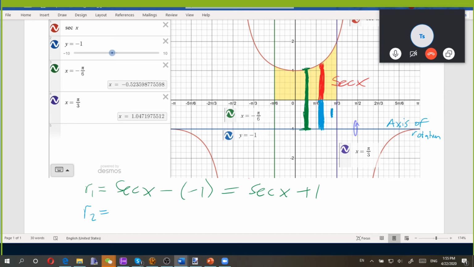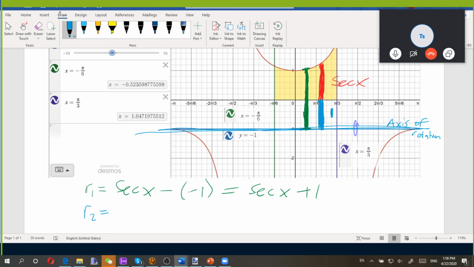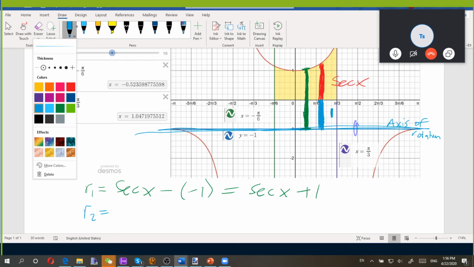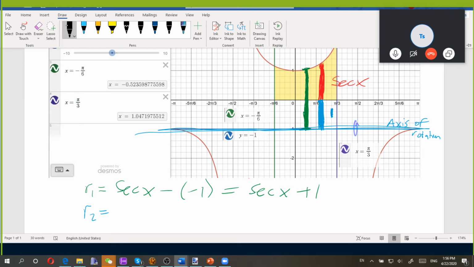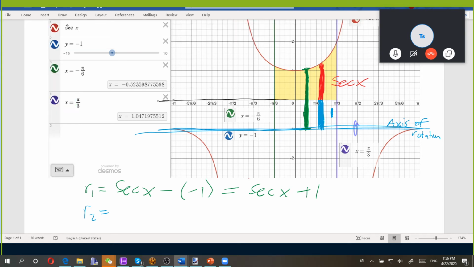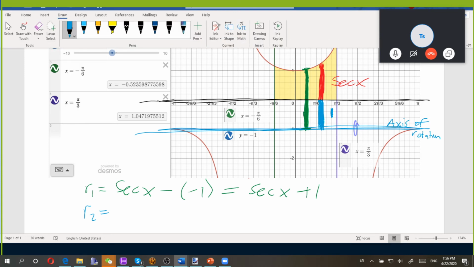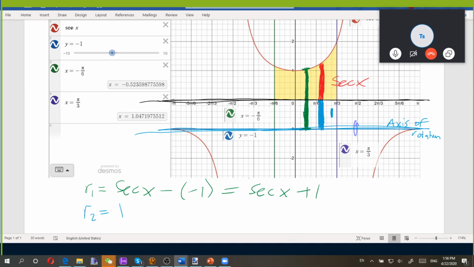Okay, right now our axis of rotation is here at y equals -1. And our area is bounded by the x-axis, which is here at y equals 0. So what's the distance between them? 1. Just 1.